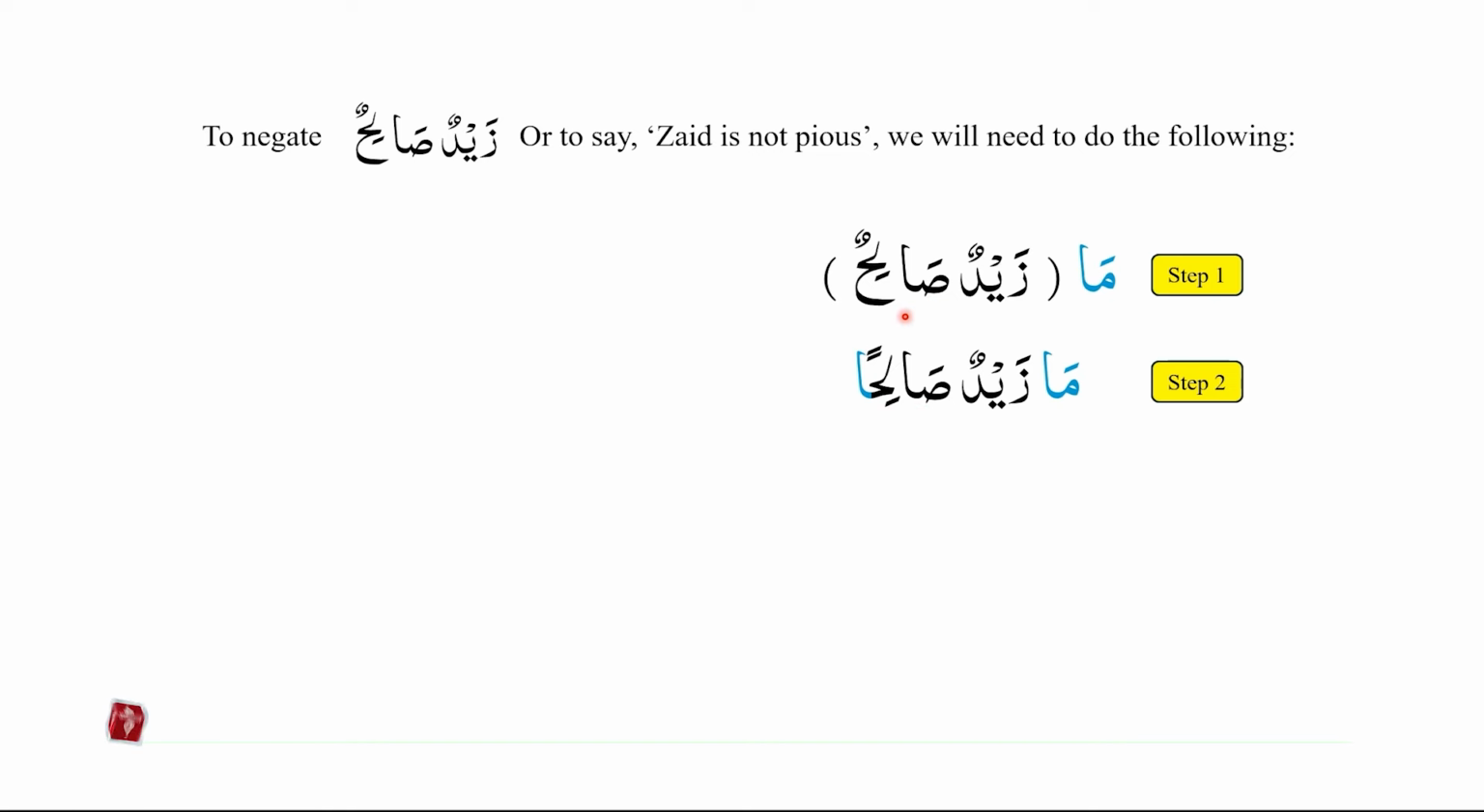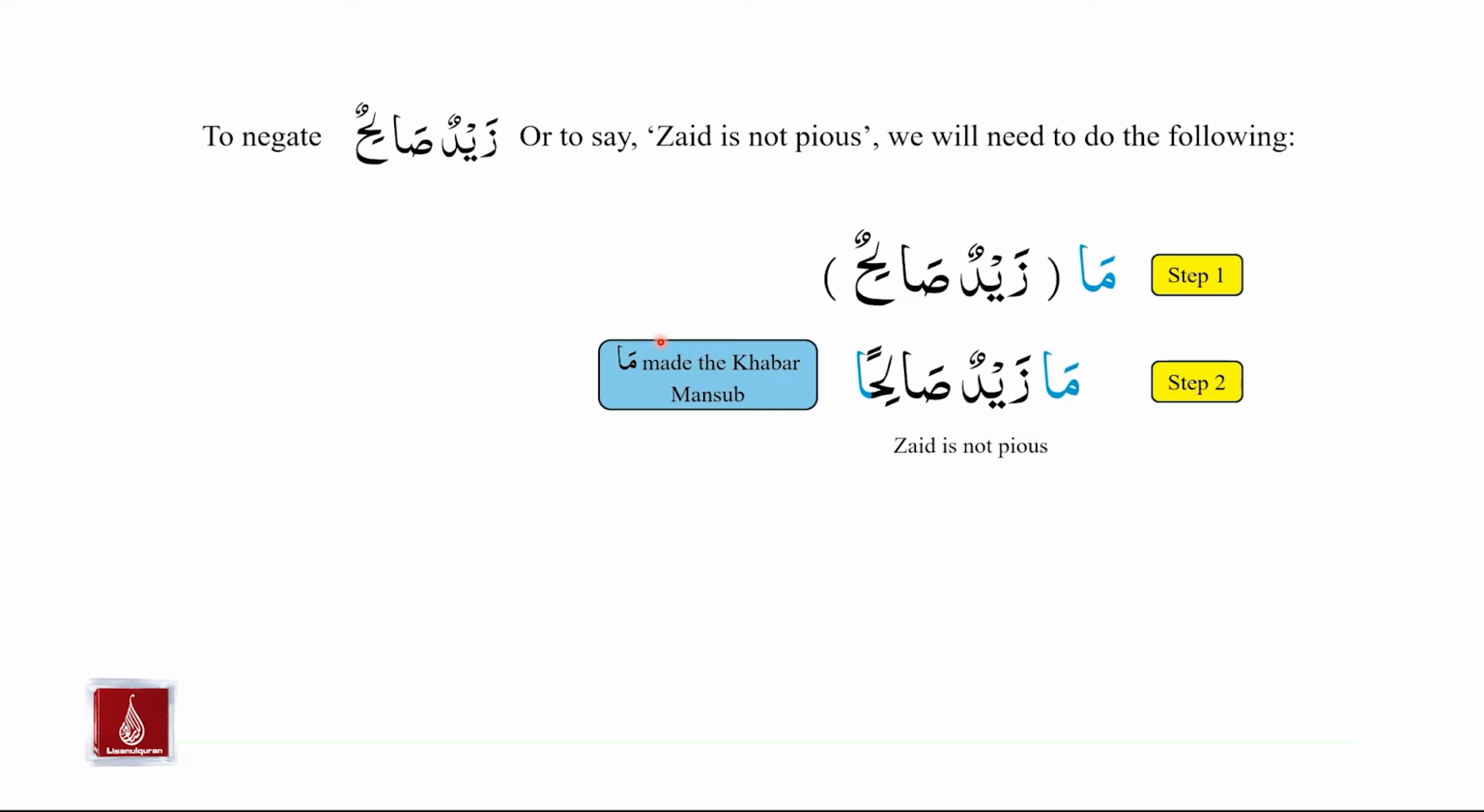Salihun was the khabar. And in this case, Salihun is being converted into Salihan because of the presence of ma. So we are already noticing that ma is making the Jumla Ismiya negative, but it is also changing the status, or the i'rab, of the khabar from marfu to mansub. Zaidun Salihun means Zaid is pious. Ma Zaidun Salihan means Zaid is not pious.